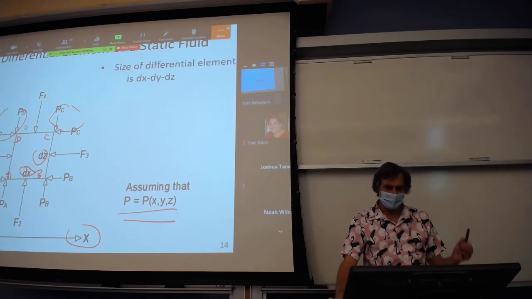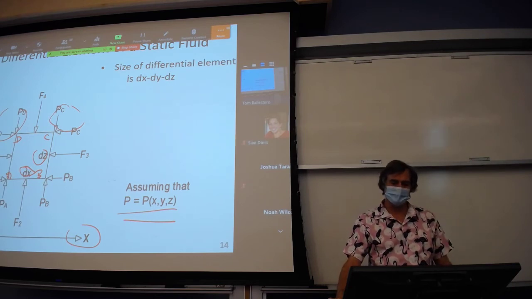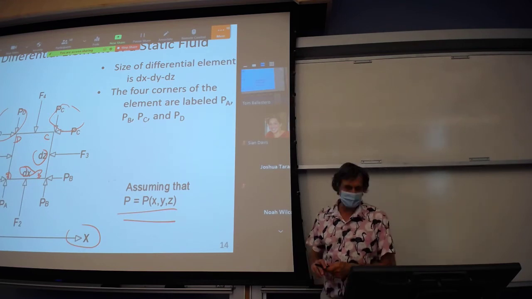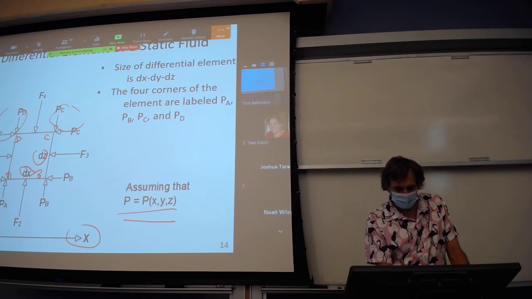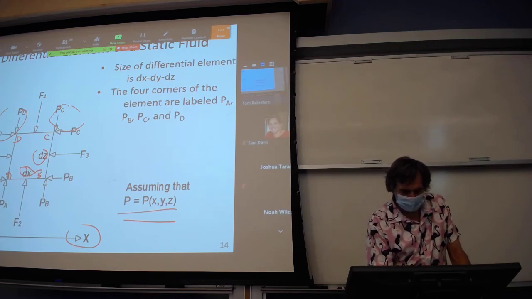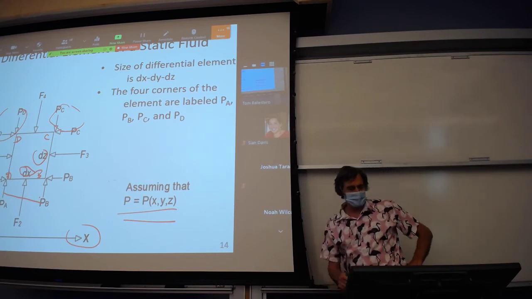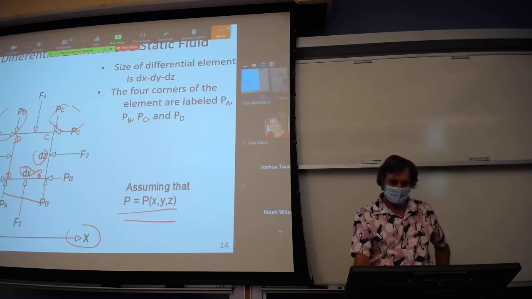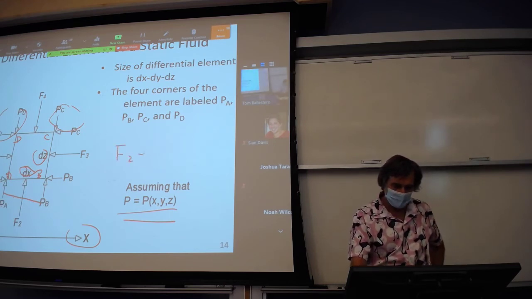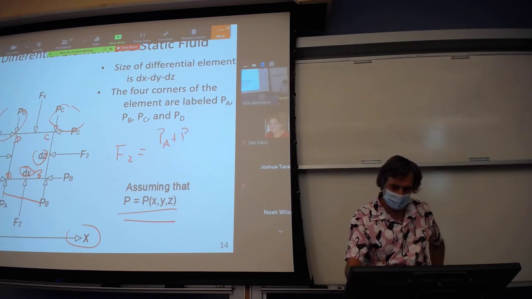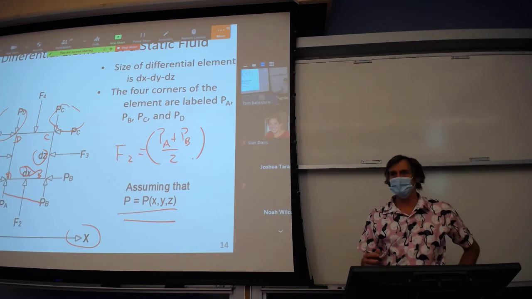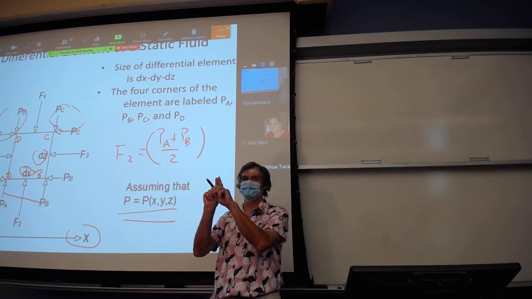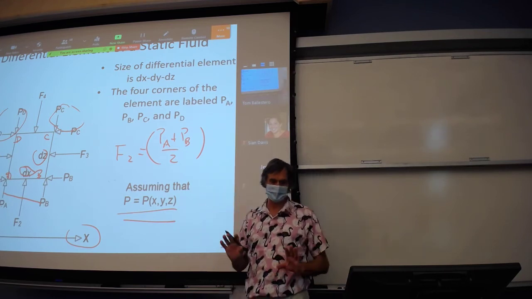So, the size of the differential element we already identified, dx, dy, dz, four corners, PA, PB, PC, PD. And what we want to do is, for example, look at the bottom. We've got PA and PB, and let's say PB is greater than PA. If we wanted to get that pressure distribution into a force, we would say that F2 would be equal to the average pressure, PA plus PB over 2. That's the average pressure. We're assuming it's changing linearly because this is differential in size. So assuming it's a linear change over a differential distance is fine.